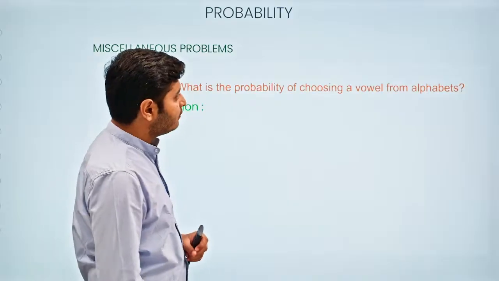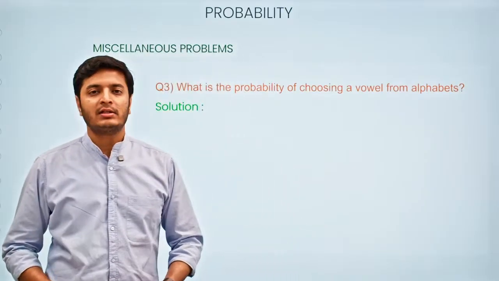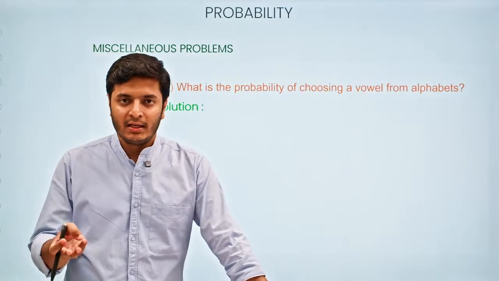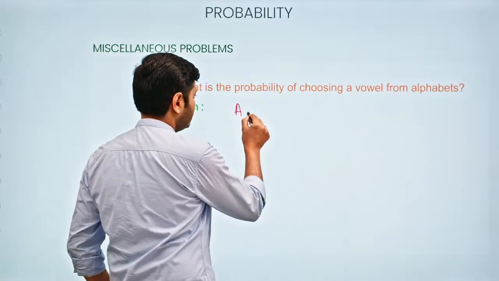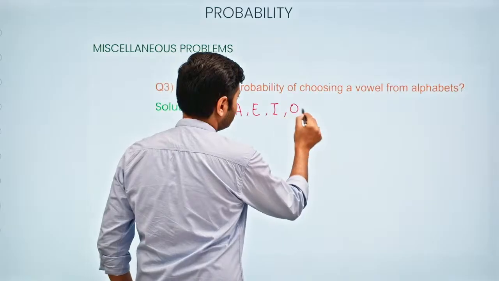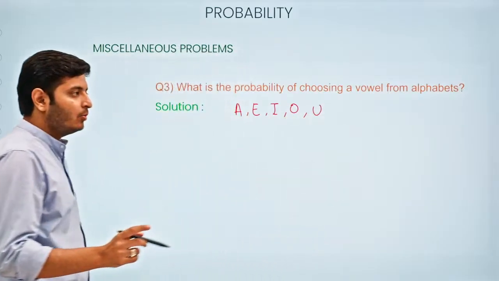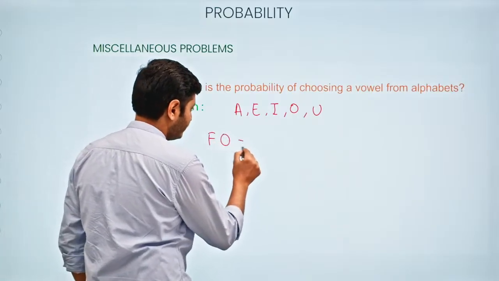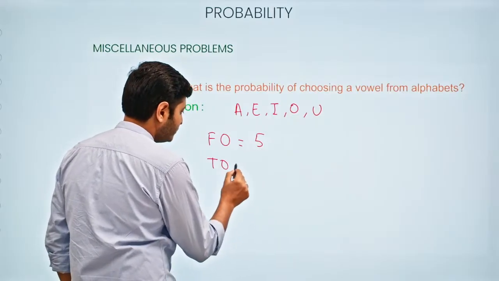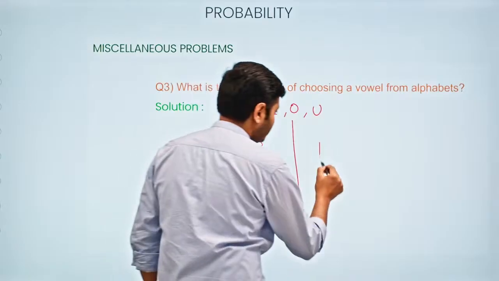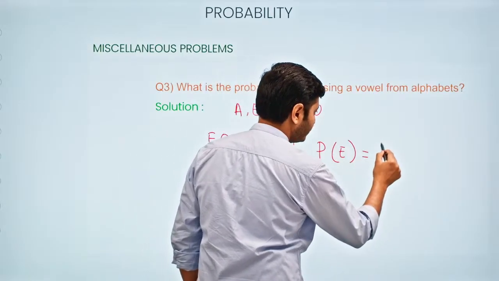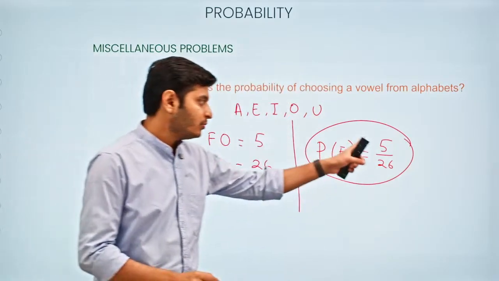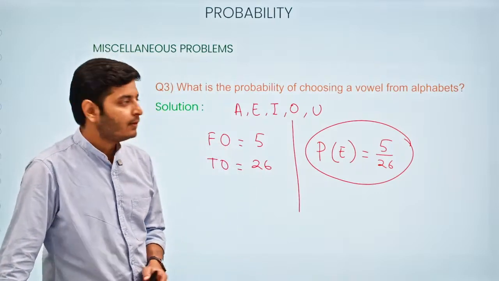What is the probability of choosing a vowel from the alphabets? How many vowels are there in the English language? A, E, I, O, U. 5. And how many total alphabets are there? 26. So favorable outcomes 5. Total outcomes 26. Probability of this event to happen is 5 by 26. Favorable divided by total. There is no common factor. So this is the final answer, 5 by 26.